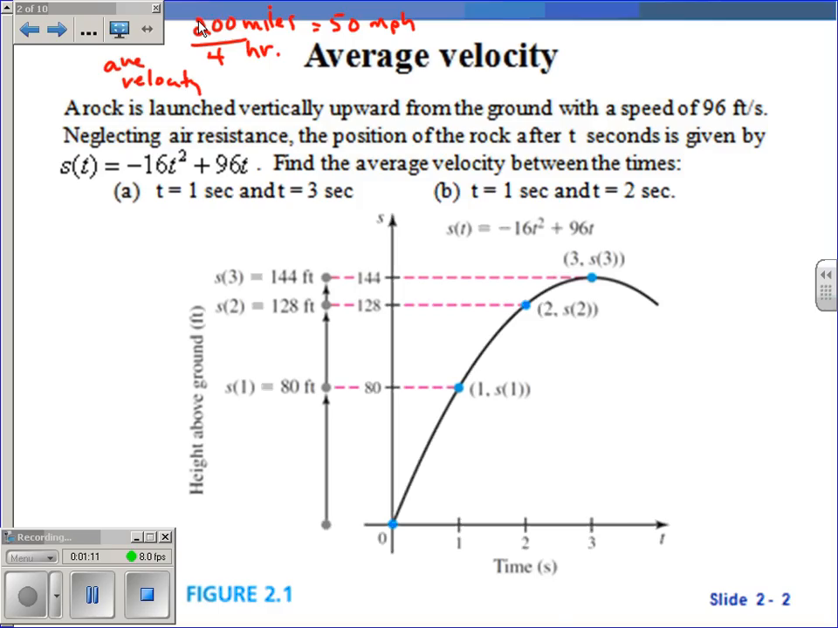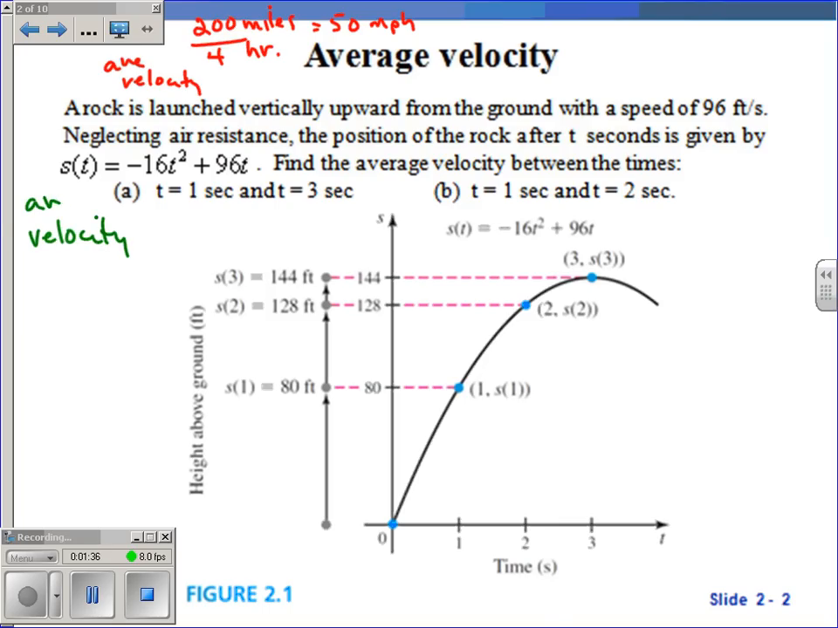So we want to be able to find that speed at a given point in time. And that's where calculus is going to be helpful. So the first thing we want to do is look at average velocity. Now, to find an average velocity, you're going to look at what the position was at one point in time, position at another point in time, and your velocity is going to be your change.